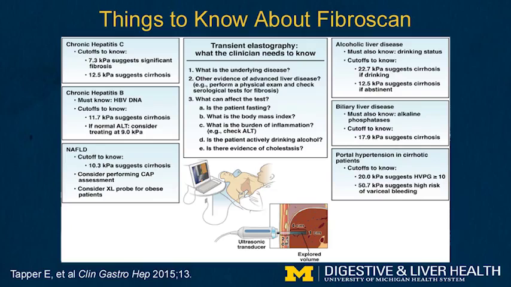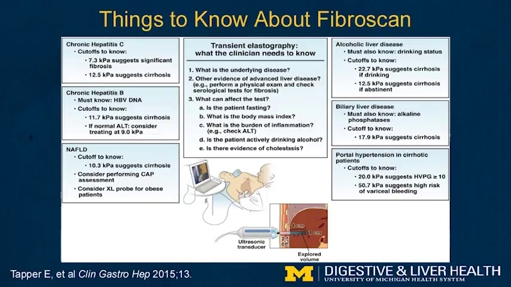And this is just a nice graphic from our own Dr. Tapper, who's going to be speaking later, on the things to know about FibroScan and how to use it. The first most important thing is that you need to know what that underlying disease is, because your cutoffs for what is and isn't high-grade fibrosis or cirrhosis change based on your disease process. So as you can see here, some of these kilopascal scores for cirrhosis or fibrosis are different depending upon what the validation studies have shown in these various liver diseases. So knowing that allows you to interpret that result.